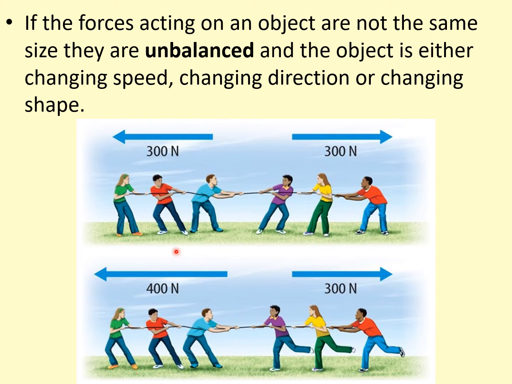Talking about unbalanced forces, if we look at the bottom part of this diagram, this team on the left have suddenly gained some more strength from somewhere and they're now pulling with a force of 400 newtons, whereas the other team is still trying to pull with a force of 300 newtons. Even though the forces are still acting in opposite directions, this force is much bigger. So the forces are no longer balanced, and the object is no longer in equilibrium. The tug of war rope is going to go to the left and all of these people are probably going to fall over. Those are unbalanced forces.